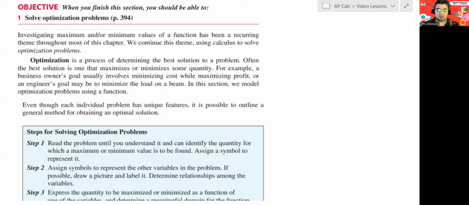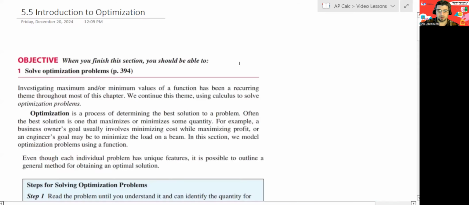So, we've been talking about investigating max and min problems, and we're going to continue this theme and use calculus to solve optimization problems. Now, this process of optimization is the process of determining the best solution to a problem. And it's often going to be the one that maximizes or minimizes some quality or quantity, excuse me. So each problem is going to be different and unique in its own right, but there are some general steps that we can follow that will help us out with this.